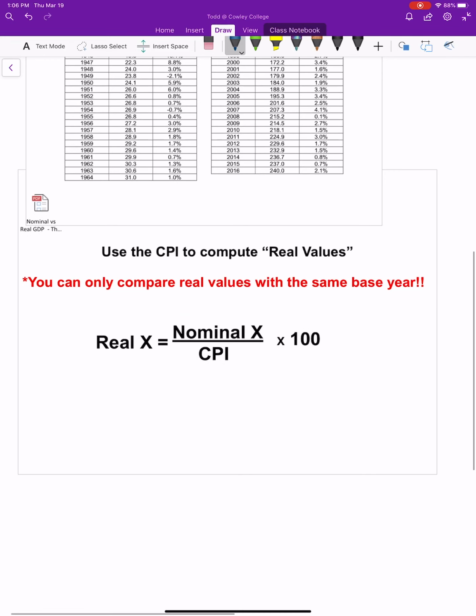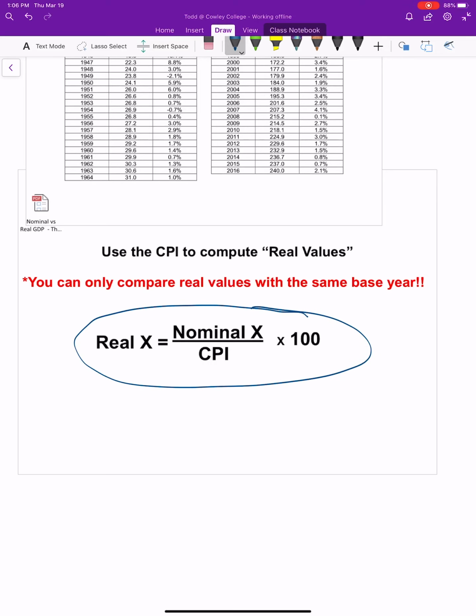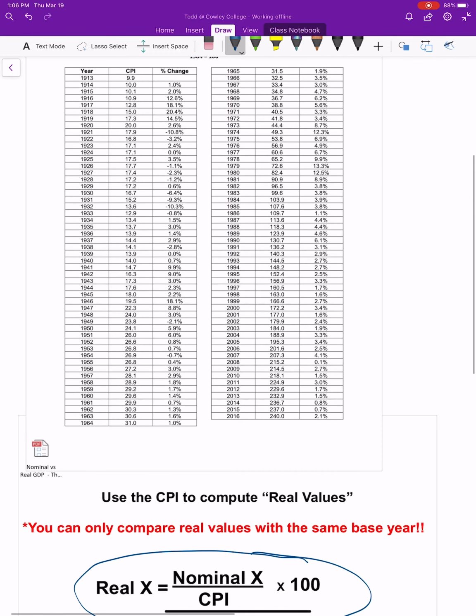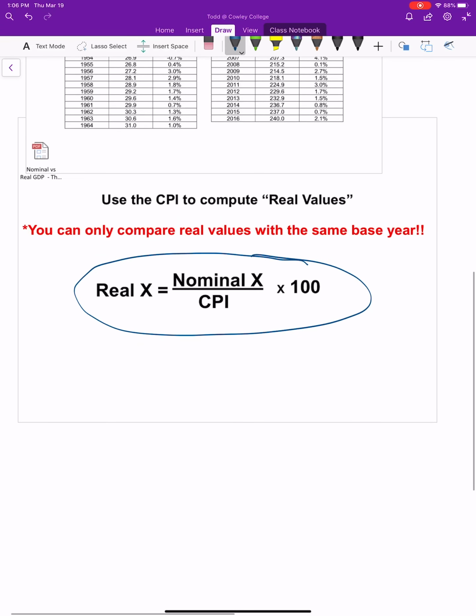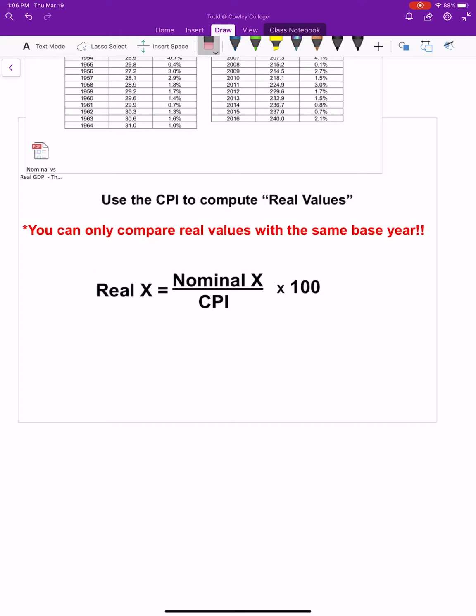All right, and the answer is we're going to use this equation right here. Any real variable x, and I'll explain what x means in just a moment, is going to be equal to your nominal variable x divided by the appropriate consumer price index, which is where you're going to get those from that chart up here, and then you multiply that by 100.